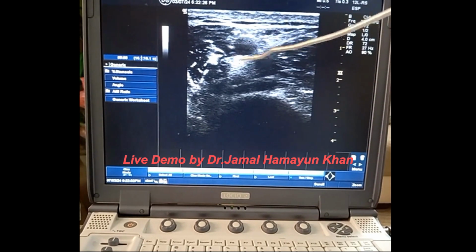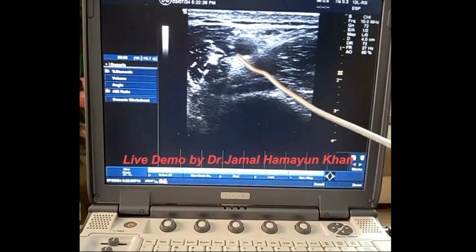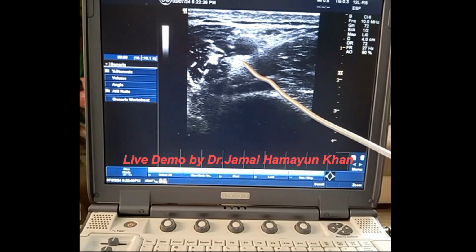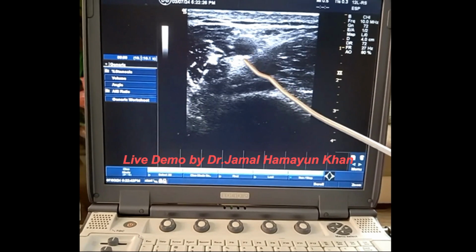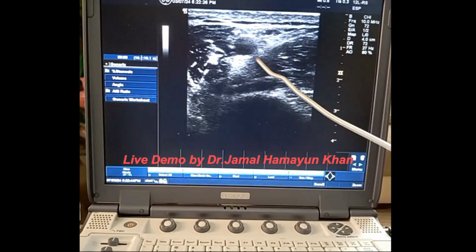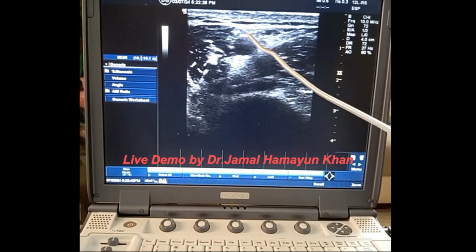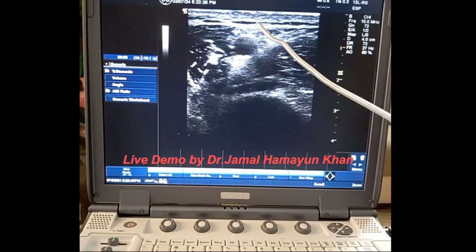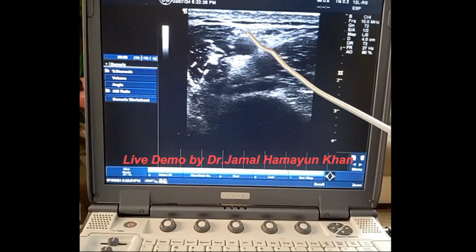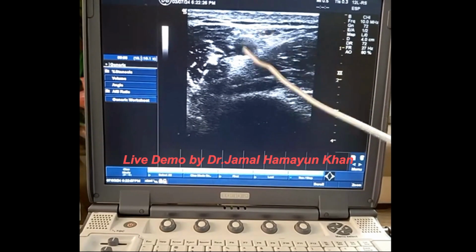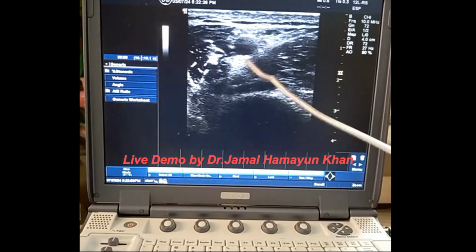The radial nerve lies posteriorly to the axillary artery, but on ultrasound, the posterior image appears inferiorly. So this is the location of the radial nerve. It can be at 6 o'clock or it can be at 5 o'clock. The median nerve is located superior to the axillary artery, above the axillary artery, and it can be at 12 o'clock or it can be at 1 o'clock. The radial nerve is located at 6 or 5 o'clock.